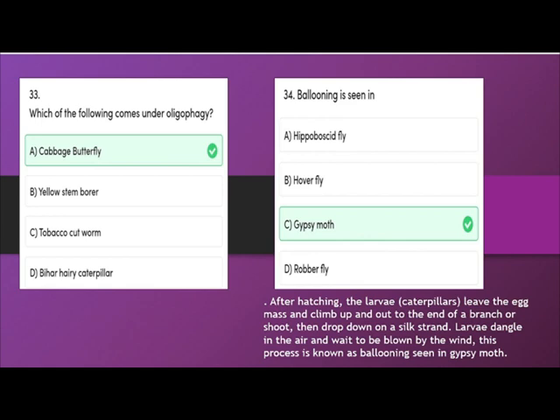The 34th question. Ballooning is seen in, and the answer is gypsy moth. After hatching, the larvae or the caterpillars leave the egg mass and climb up to the end of the branch or the shoot, then drop down on a silk strand. Larvae dangle in the air and wait to be blown by the wind, and this process is known as ballooning, seen in the gypsy moth.